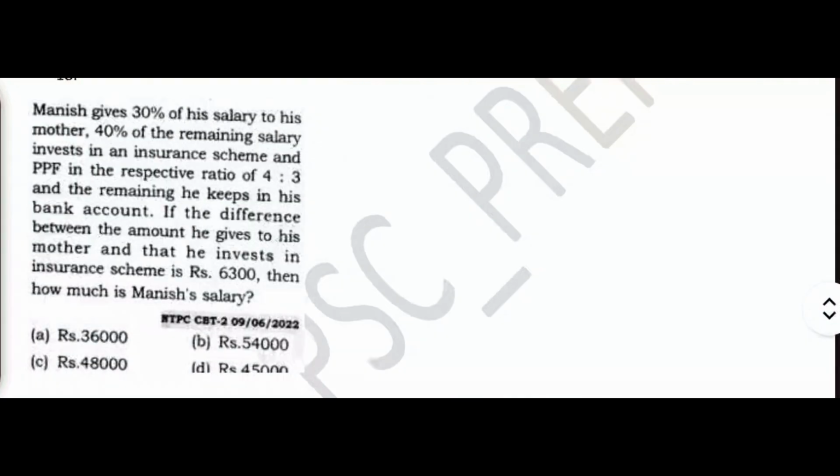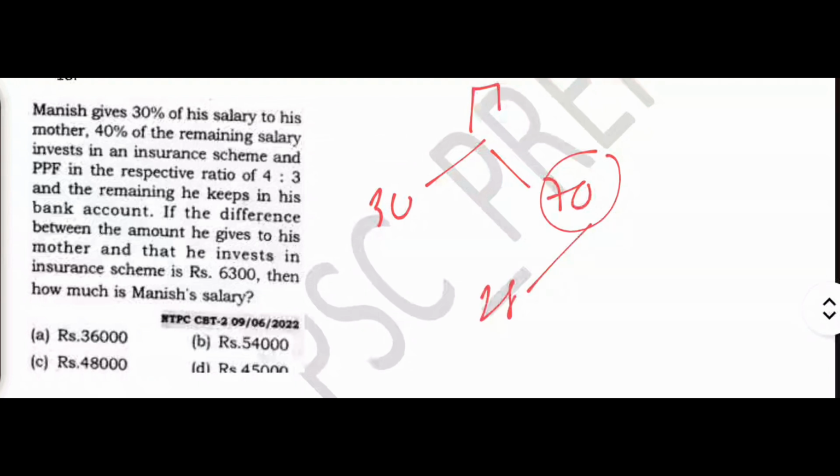See guys, this is a very important problem. There's a guy Manish. He gives 30% of his salary to his mother. He's remained with what? 70%. 40% of the remaining salary is how much? 28. 40% of the remaining salary is nothing but 28. And he invests that in the insurance scheme. He invests in what? In the insurance scheme. This is insurance and this is PF. He invested in the ratio of 4:3.